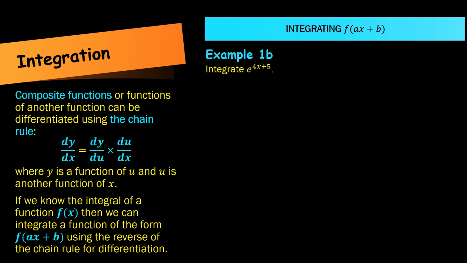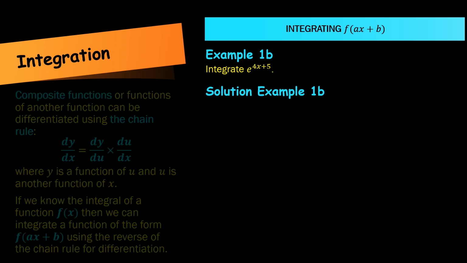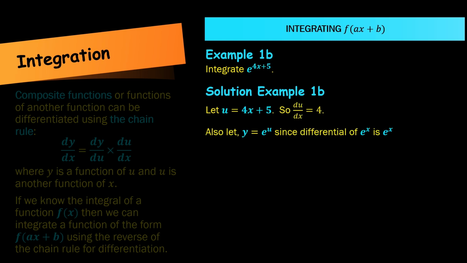Now let's take a look at part B. We're required to integrate e to the power 4x plus 5. So let's solve this. We let u equal 4x plus 5, so du/dx equals 4. We also let y equal e to the power u, since the differential of e to the power x is e to the power x. And therefore, dy/du equals e to the power u.